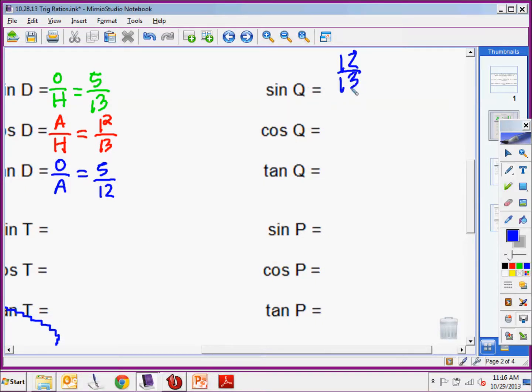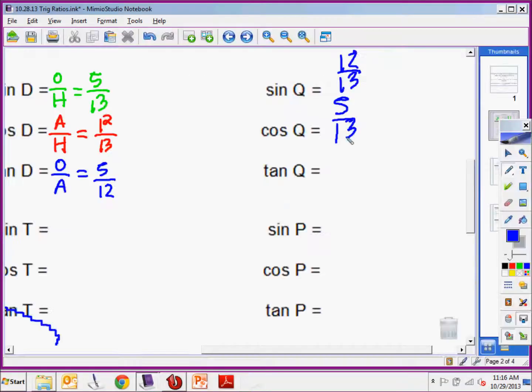Okay. Looking at Q, what is adjacent? A over H. 5. So it's going to be 5 over 13, because my hypotenuse is 13. And then what's tan? 12 over 5. Beautiful. You are smart.